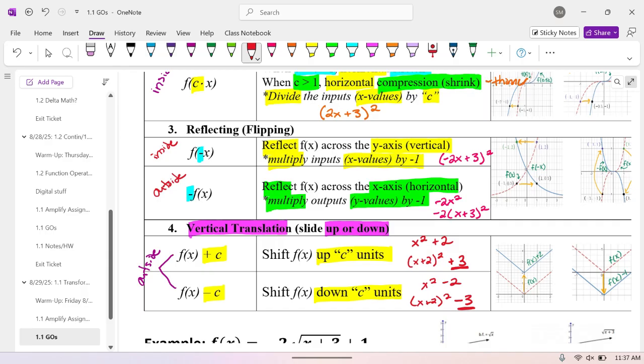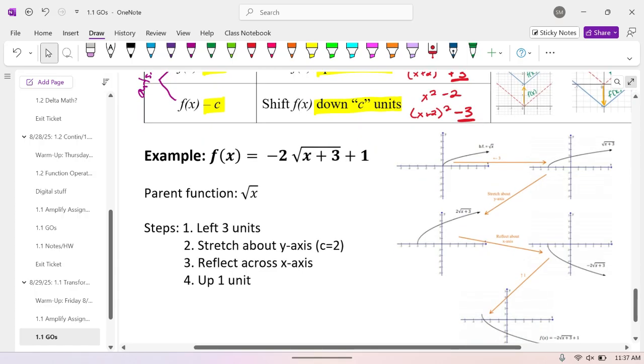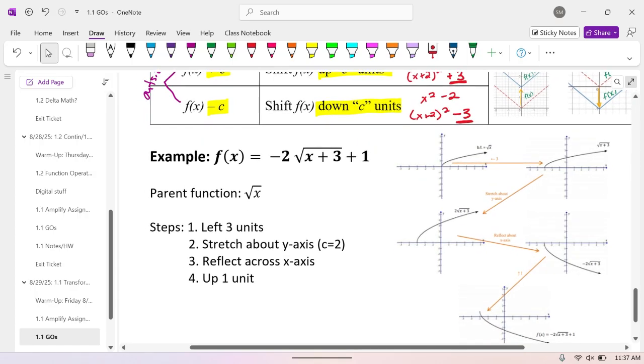All right. So on the test, I will most likely let you use this table, but it's still something that you need to kind of recognize because you will see it again in some other units. Now, let's look at an example of what they already did. So they already told us what all of the transformations were for this function right up here.